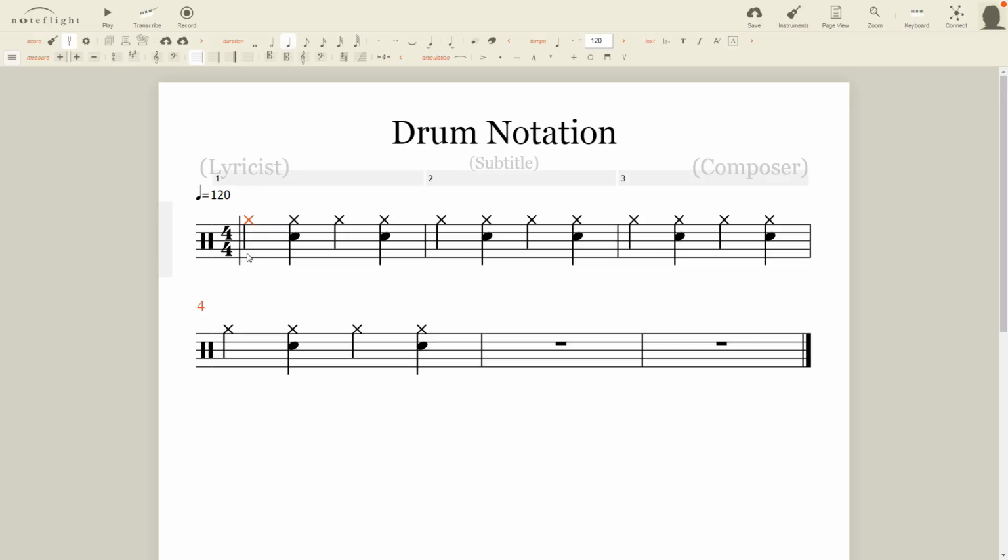My first bass drum is going to be here. 1, 2, 3, 4, 1, no, 5, 6, 7. My next bass drum is going to be here. So let's see what the bass drum pattern is going to be.